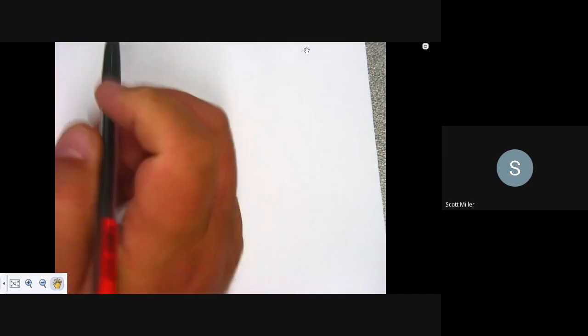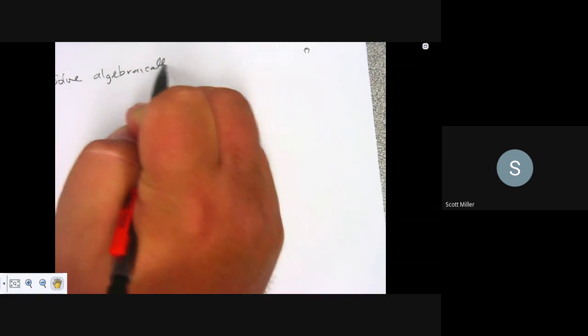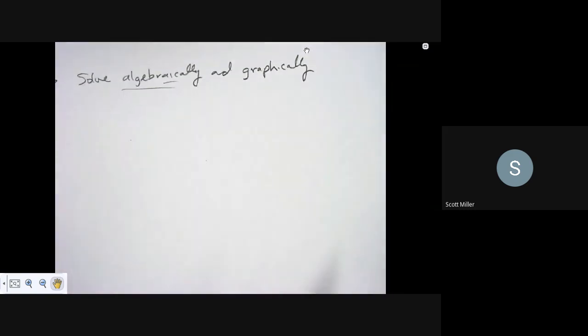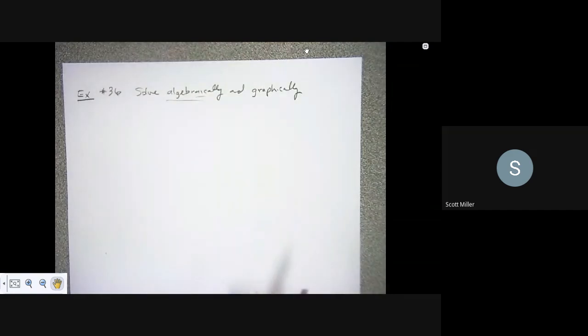And here's another example. If you want to play along with me, you can. This is problem number 36 from your textbook. It says to solve algebraically and graphically. Algebraically means we're going to try and solve it using all the special techniques that we've learned. And graphically means we're going to have to graph at the end in some fashion.